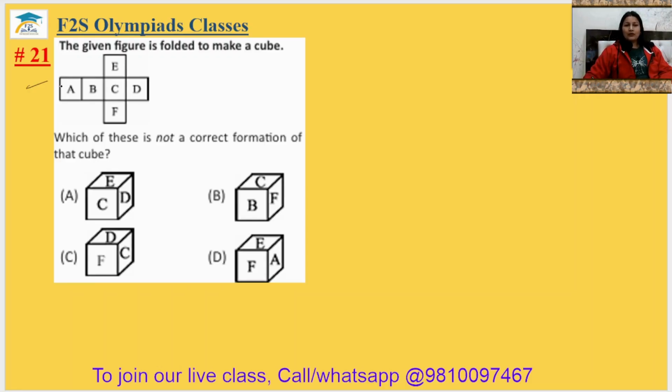So you can see when we rotate this downward, upward, and to the left side, you can notice E and F will be opposite to each other, B and D will be opposite to each other, and C and A will be opposite to each other. Now, can E and D be adjacent to each other? Yes, it can be possible. And E and C can be adjacent to each other. It can be possible. Option A can be possible.